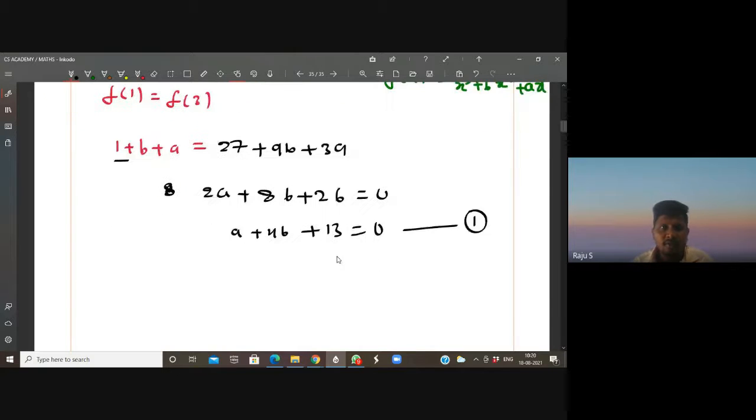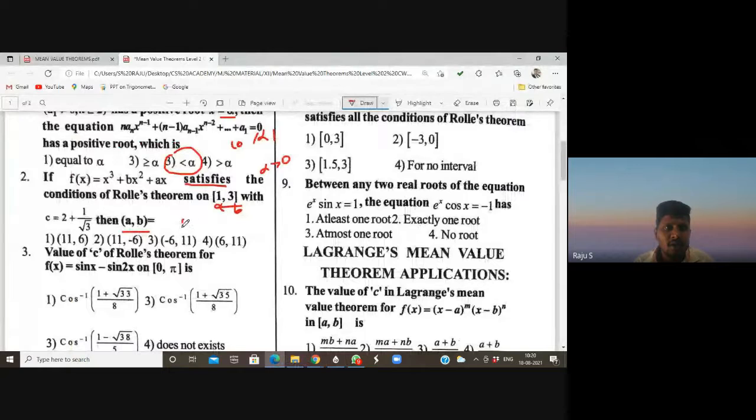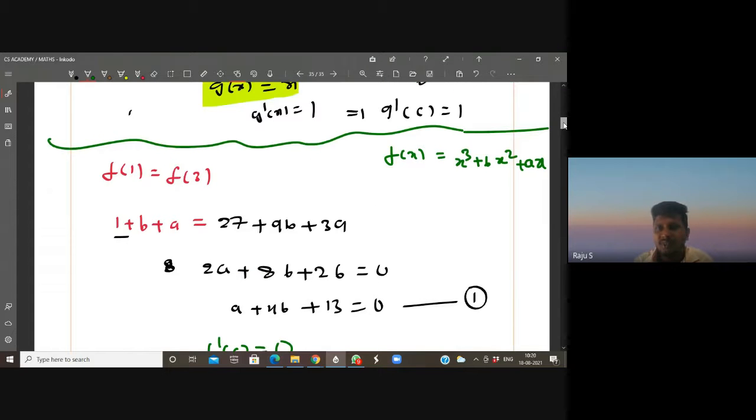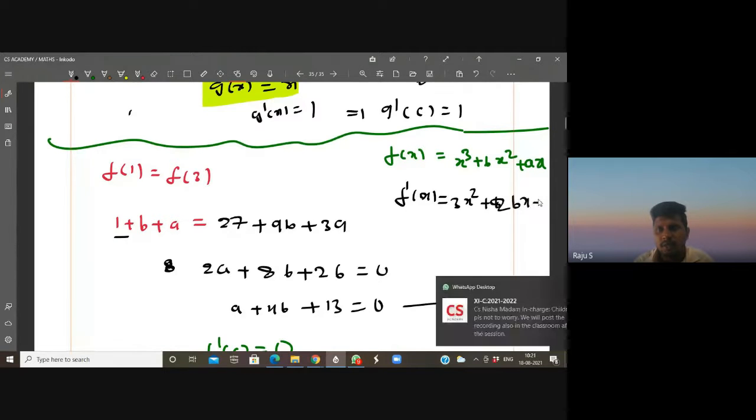They're asking to find the values of a and b. I'm using the third condition, f(a) = f(b), that is f(1) = f(3), because it already satisfies the conditions. Next, there exists a point C such that, what is the condition for Rolle's theorem? I told you one important condition: what is f'(C) in Rolle's theorem? It is 0. So f'(C), f(x) is given, you have to differentiate it. What is f'(x)? 3x^2 + 2bx + a. Am I right?